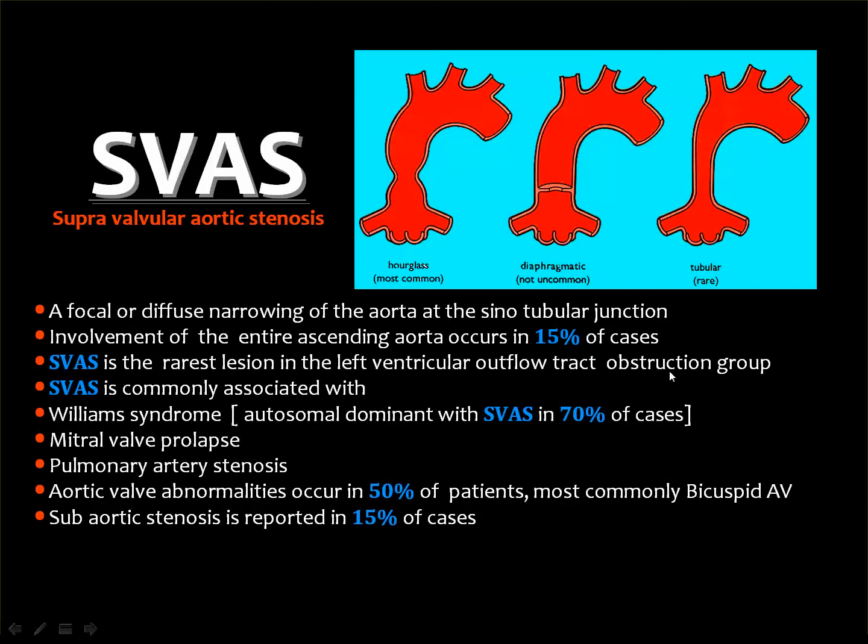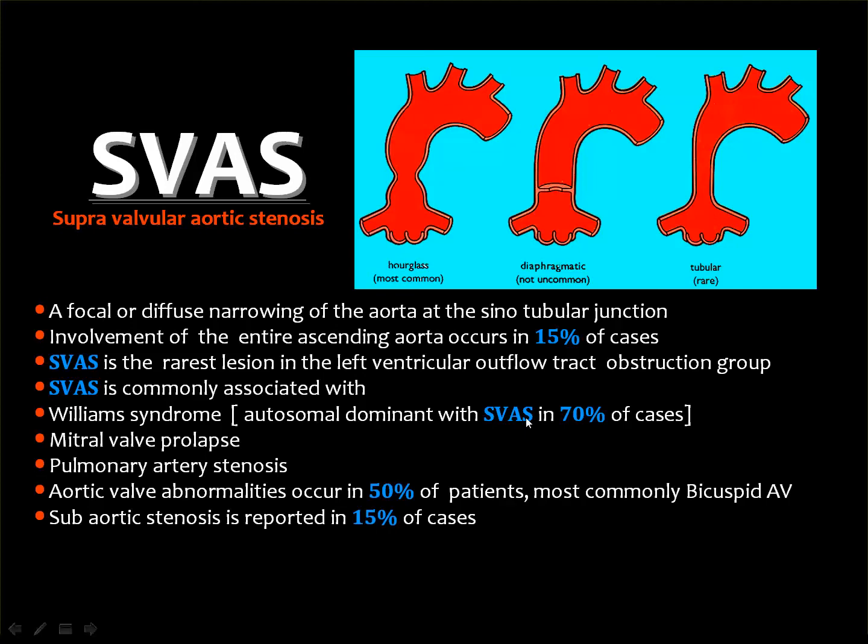The supravalvular stenosis represents 3 types. Either you have constriction or narrowing above the sinotubular junction, or you get a diaphragm or membrane, or you get the tubular type, which affects most of the ascending aorta.